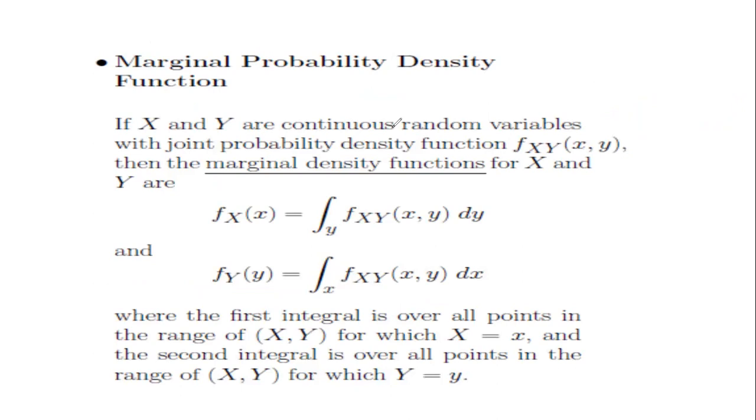So if x and y are continuous random variables, then we are now talking about the marginal density functions, which we have already seen, right? We had done marginal for discrete, where we added across. So if you want to do a marginal across the continuous, then you have to integrate across all the values of the other random variable. So if you are talking about x, then you have to integrate across all the values of y. If you're talking about marginal for y, then you have to integrate across all the values of x.